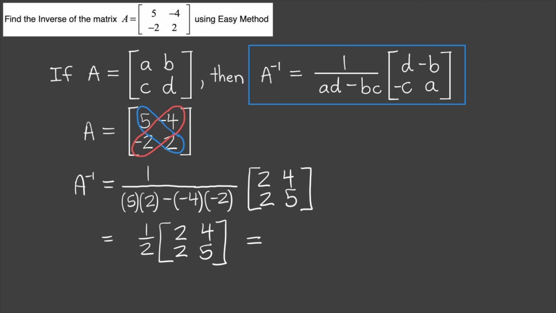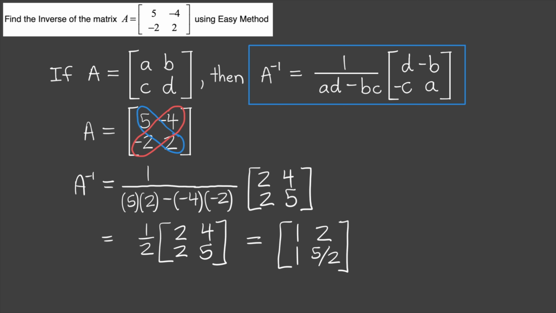I'll do it on the right here. So we're going to distribute this 1/2 to all 4 of these numbers. We'll do the top left first. So 1/2 times 2 will give us 1. And then we have 1/2 times 4, which gives us 2. And then we'll do the bottom row now. 1/2 times 2, which also gives us 1. And lastly, 1/2 times 5, which gives us 5 over 2.